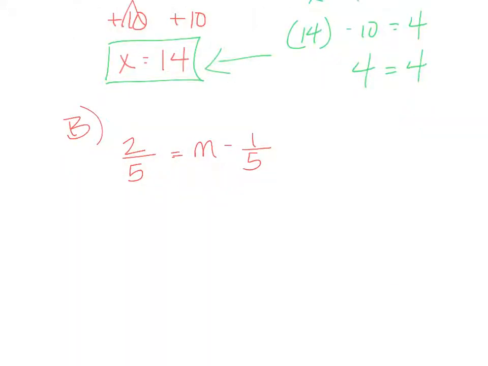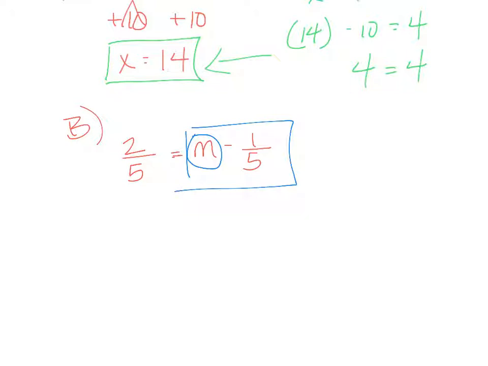Okay, so the next problem is example 1, letter B from page 17. Now on A, the variable was on the left side. This one, the variable is on the right side. So we're going to look at this side first because that's where the variable is. Okay, the goal is to get this M all by itself. So we have to move what isn't with M to the other side.